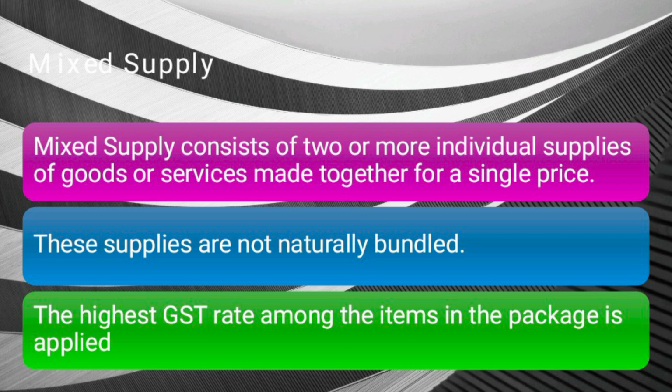A simple example of mixed supply is a Diwali gift pack. You purchase a gift during the course of Diwali celebration. Whenever you are purchasing a gift pack, it consists of chocolate, sweets, dry fruits. These are not naturally bundled, these are artificially bundled, but they are combined together. In that case, the item having the highest tax rate will be applicable to the whole package.